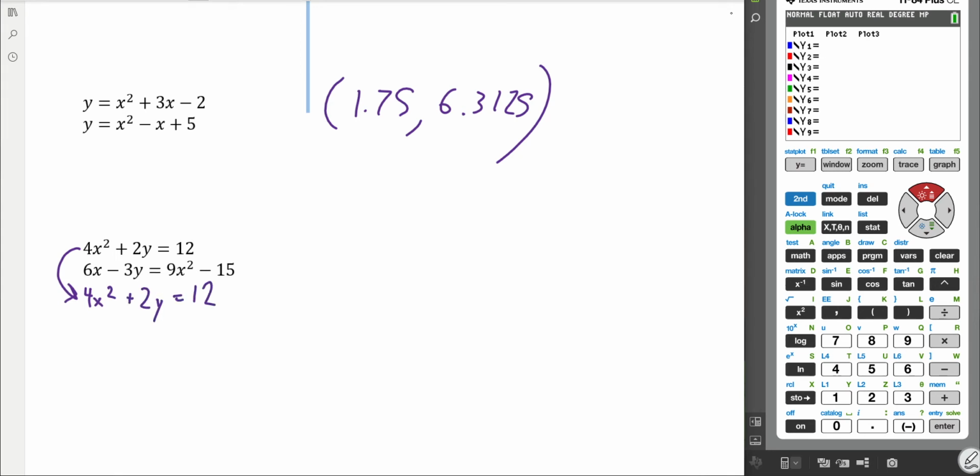Very methodical, very step by step. We want to get the y by itself. So we're going to subtract 4x squared on the left and subtract 4x squared on the right. On the left side it goes to 0, so we can ignore that. So now we're only left with 2y. On the right side we have 12 minus 4x squared.